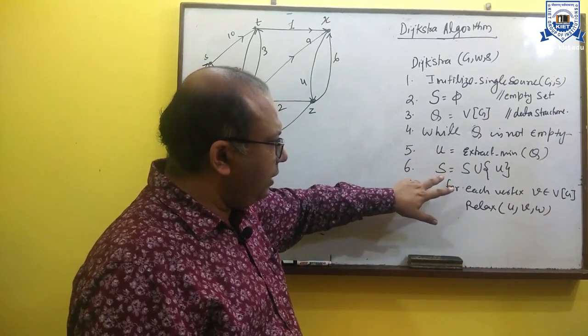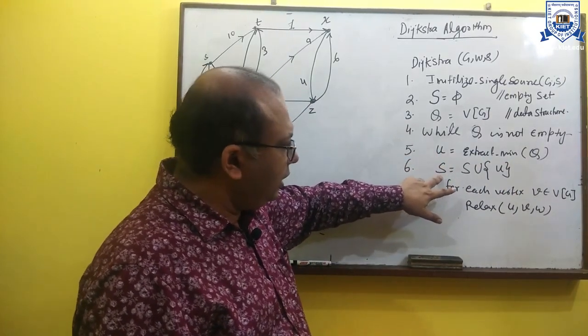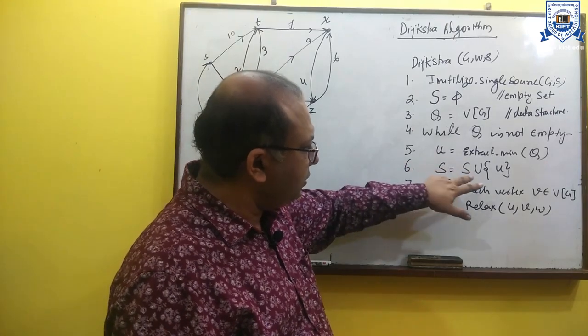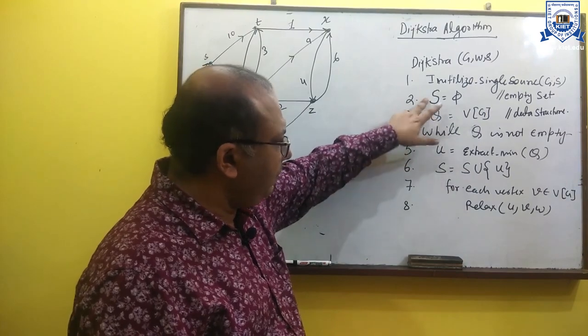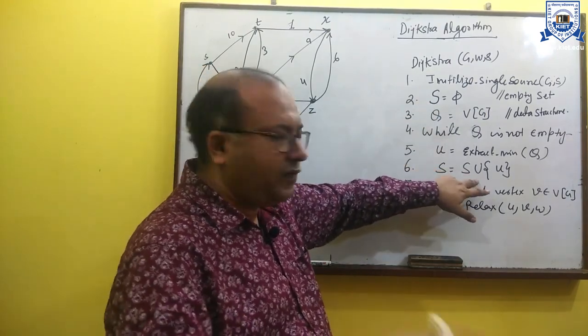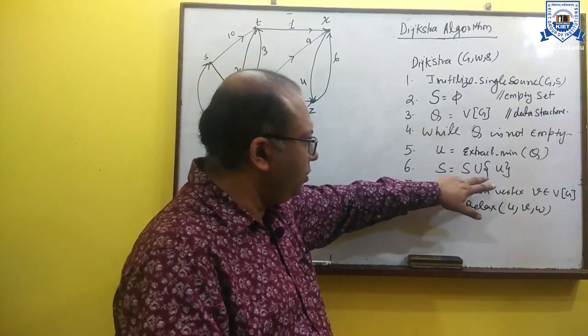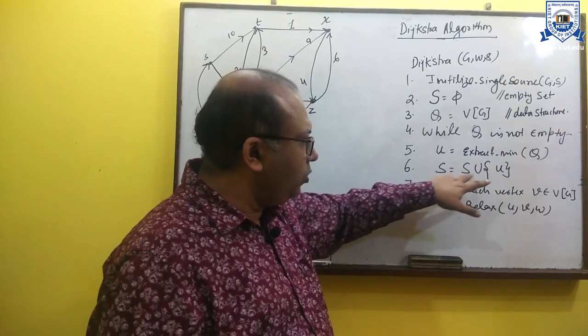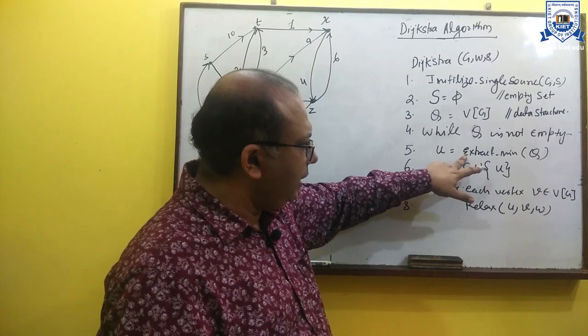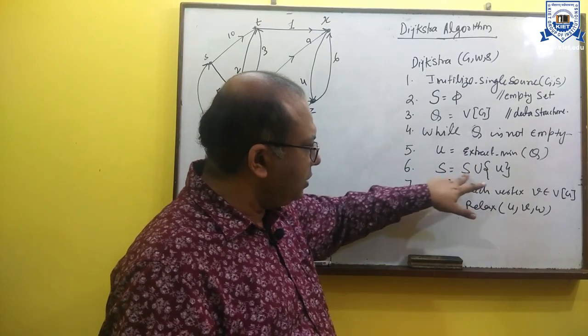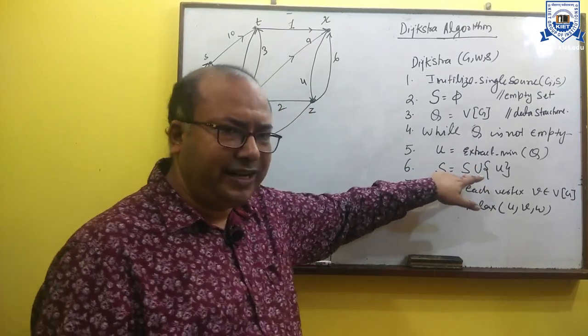That u, we are doing union of that vertex with this set. Initially it was empty, and as the vertices come out from Q, they will be unioned into this set. So when your Q becomes empty, all the vertices will have come into this particular set S.